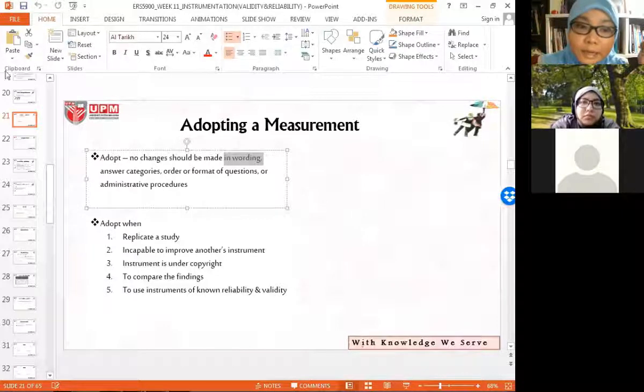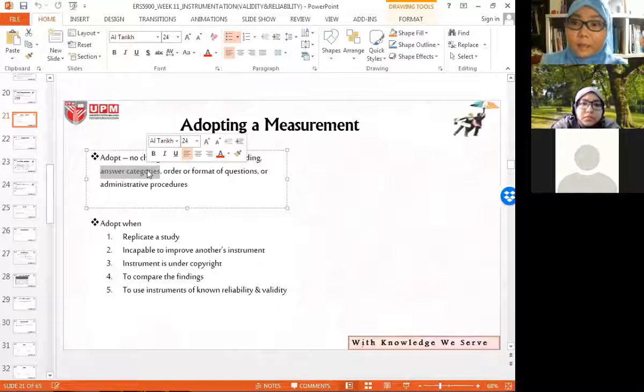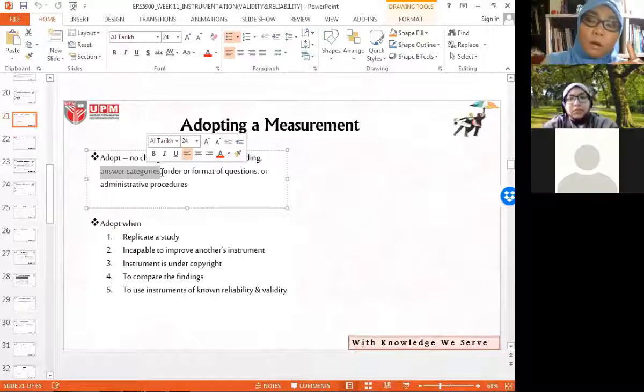Okay, answer categories ni, if let's say the original Likert scale that they use is 3, for example, you cannot change into 5. You have to use whatever provided to you. Okay, and then another thing is in terms of the order. Order ni meaning that the arrangement of the items. You cannot simply change those from 4 to 1. Okay, and then 1 to 15. You cannot change.